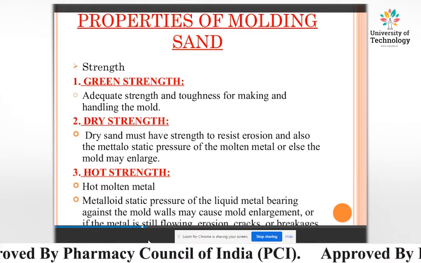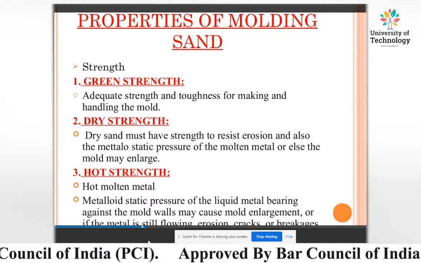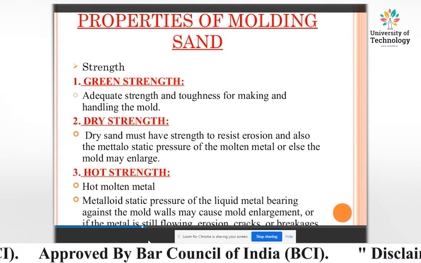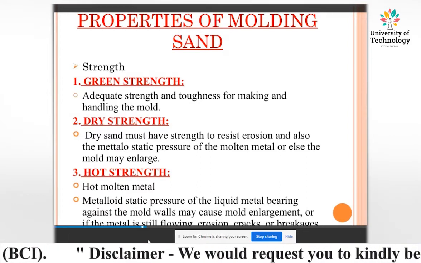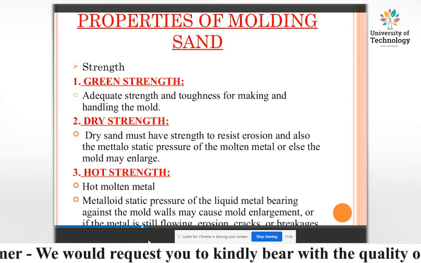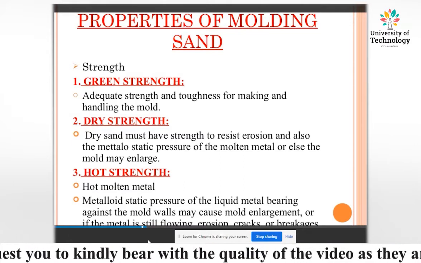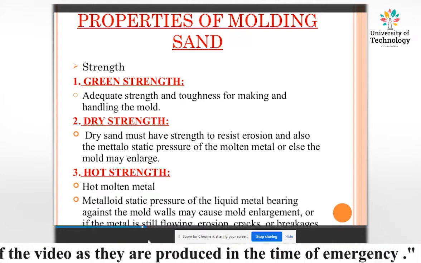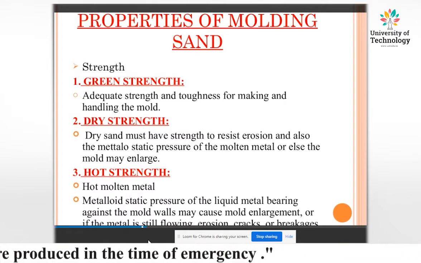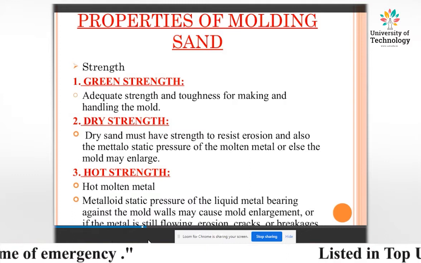The second one, dry strength. The dry sand must have strength to resist erosion and also the low static pressure of the molten metal, or the mold may enlarge.